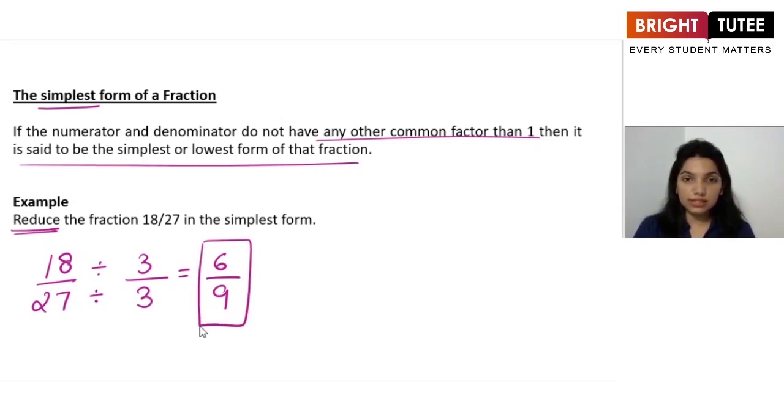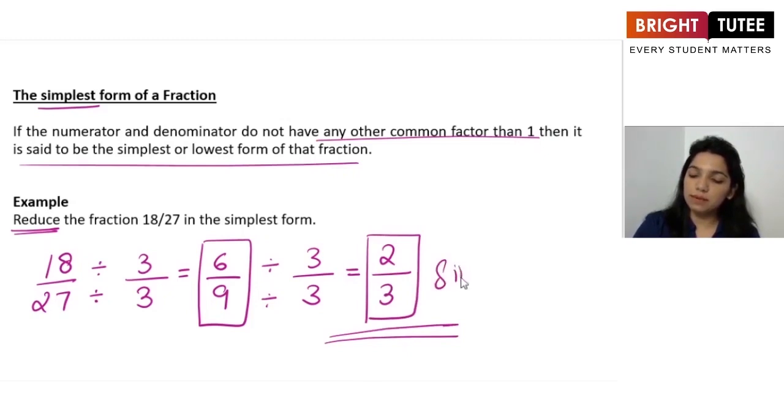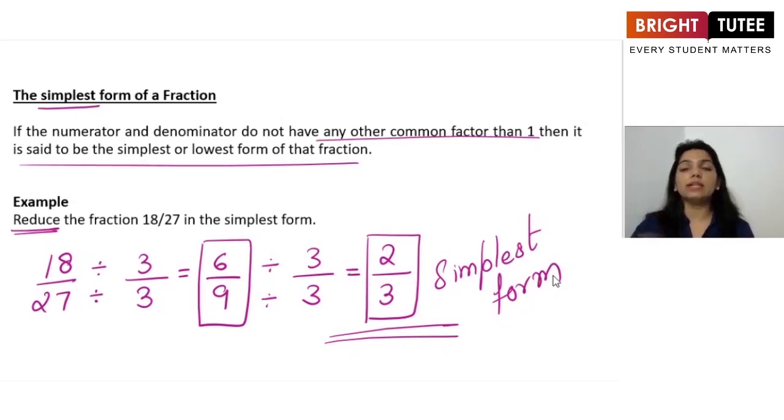Do you think this is the simplest form? No. We can further divide it. With what number can it be further divided? I can again divide it by 3. How many times 3 goes into 6? It goes 2 times. How many times 3 goes into 9? It goes 3 times. So this comes out to be the simplest form of the given fraction, that is 18 over 27, which is 2 over 3. I hope this is clear.